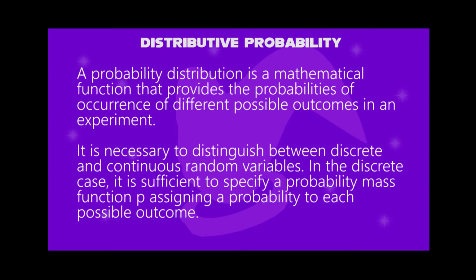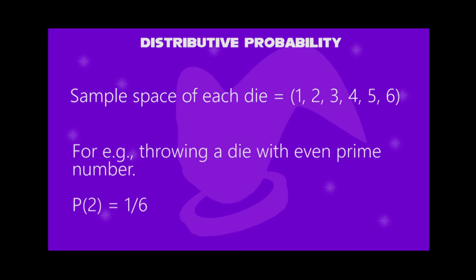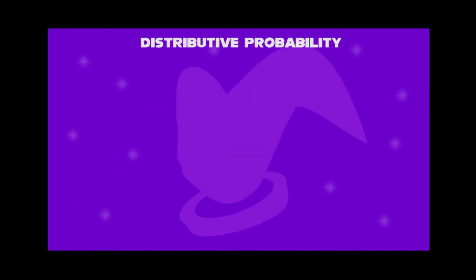In the discrete case, it is sufficient to specify a probability mass function p assigning a probability to each possible outcome. For example, when throwing a fair die, each of the 6 values 1 to 6 has the probability 1/6. For example, if you throw an even prime number on a die, it is 2, and we get 1/6. You can try even and odd values, or prime numbers as well.